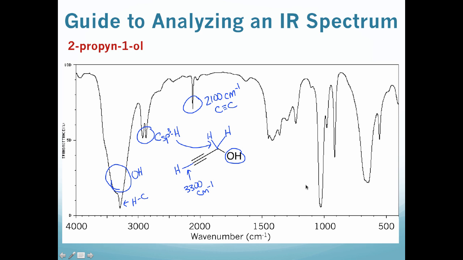One last signal to point out here that is really well defined is the signal at 1050. And that corresponds to the carbon-oxygen stretch. So that is an sp3 carbon-oxygen single bond stretch. So these are some of the features we can pull out of this molecule and identify within the spectrum.